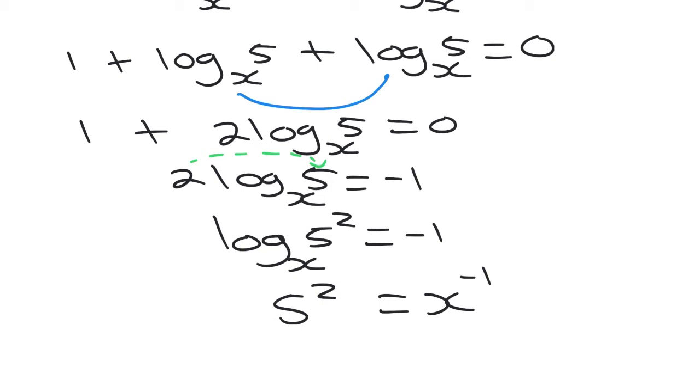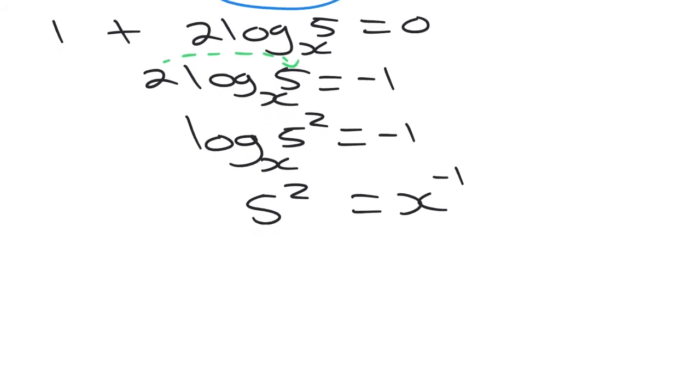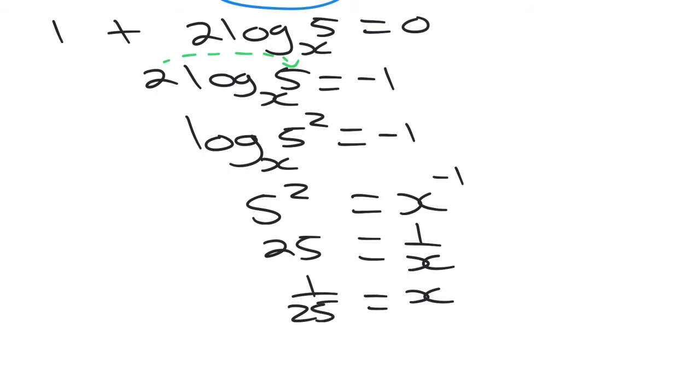Now let's simply solve for x. We have x to the power of negative 1 is 1 over x, and this would be 25. Now switching these two, putting the x on top, we'll have x over 1, which is just x, and we'll take the reciprocal of the 25 as well. So this would be 1 over 25. That would be the solution there.